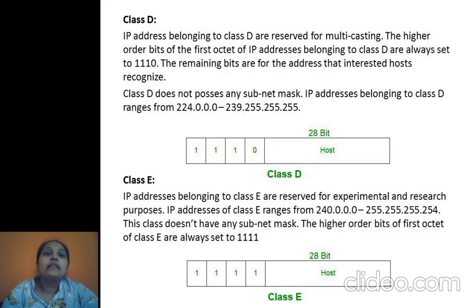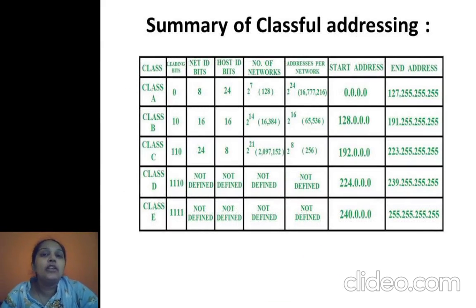Okay, so let's have a brief discussion about the summary of classful addressing. Classful addressing has 5 subclasses: class A, class B, class C, class D and class E. The leading bits are 0 for class A, 10 for class B, 110 for class C, 1110 for class D and 1111 for class E.